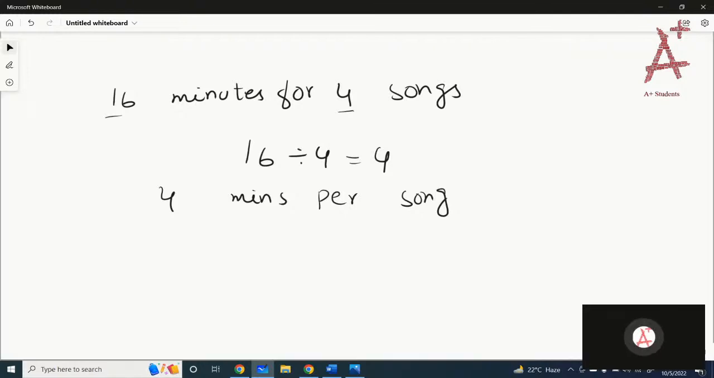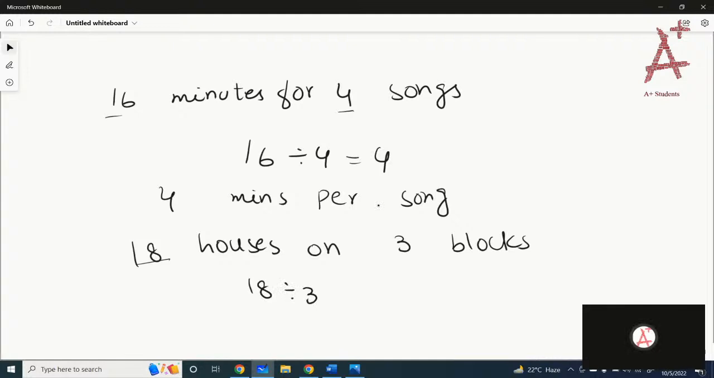Okay. And the next one is find the unit rate: 18 houses on 3 blocks. So you have to find the houses per block. Got it? So for this, 18 by 3. So 3 times what number is 18? 3 times 6 is 18. That means you have 6 houses on one block. Got it? Select the correct option and click on the OK button. The correct option is 6.